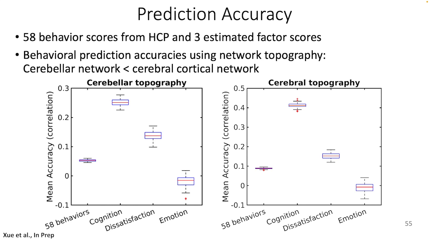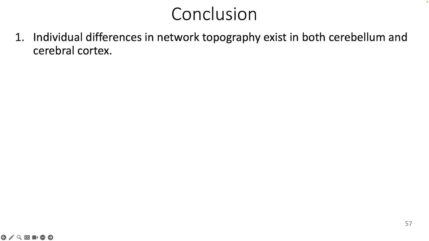We use the same setup for the cerebral cortical network topography, and it shows the same pattern. But the prediction is better for the cerebral cortex. So this could be because the cortical data is of better quality and can capture individual differences better.